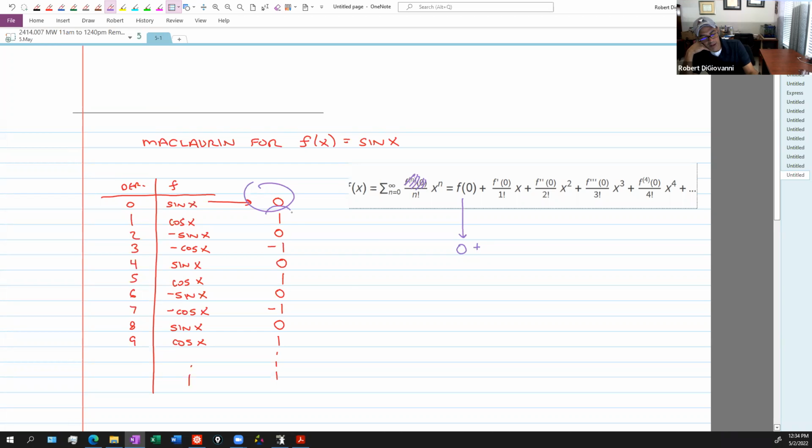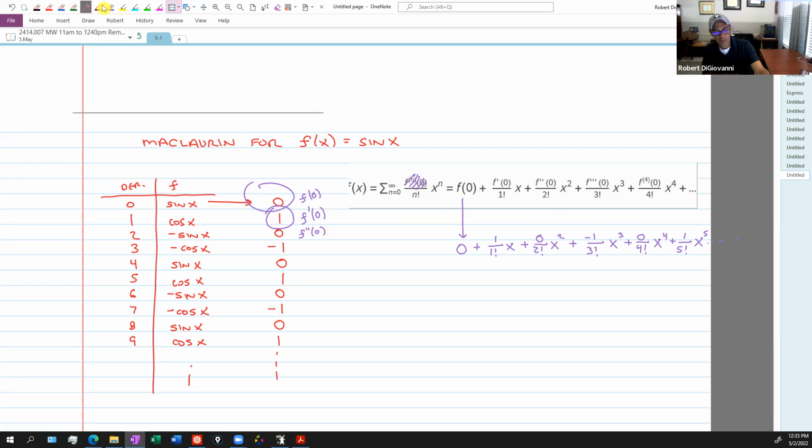Plus now the derivative at zero, right? This is f prime of zero right there. This is f of zero. So this would be 1/1 x plus now the second derivative at zero right there. It's going to be 0/2 x squared. And then when you do the third derivative, you get a negative 1/3 x to the third. When you plug in a fourth derivative, you're going to get 0/4 x to the fourth. And I'll do one more. You get a positive 1/5 x to the fifth. Dot, dot, dot. Keeps going.